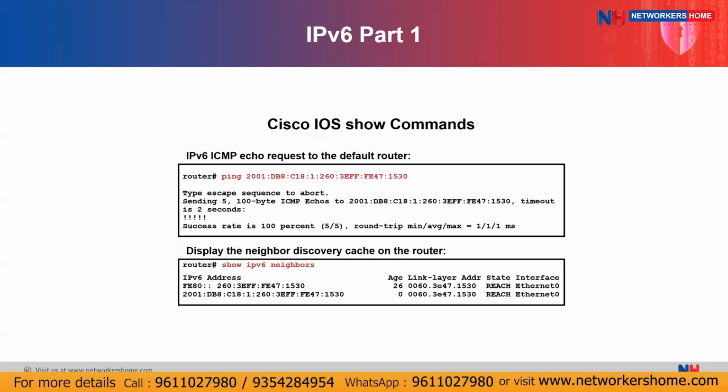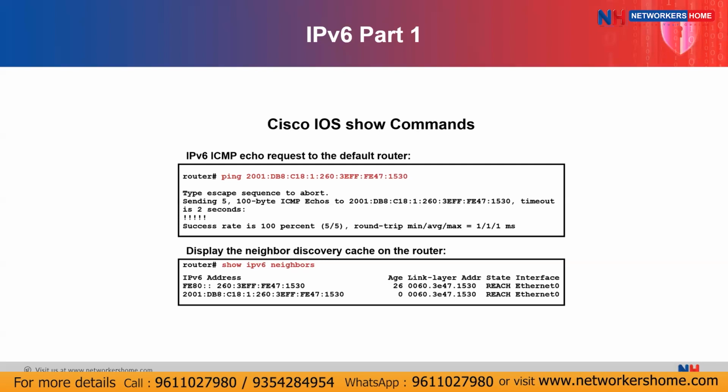So an IPv6 ICMP echo request to the default router. As mentioned in my previous series, IP version 6 doesn't support ARP resolution. In place of ARP, it uses IPv6 neighbor discovery features, which has router advertisement, router solicitation, neighbor advertisement, and neighbor solicitation. That's why not a single echo is dropped when we try to execute.